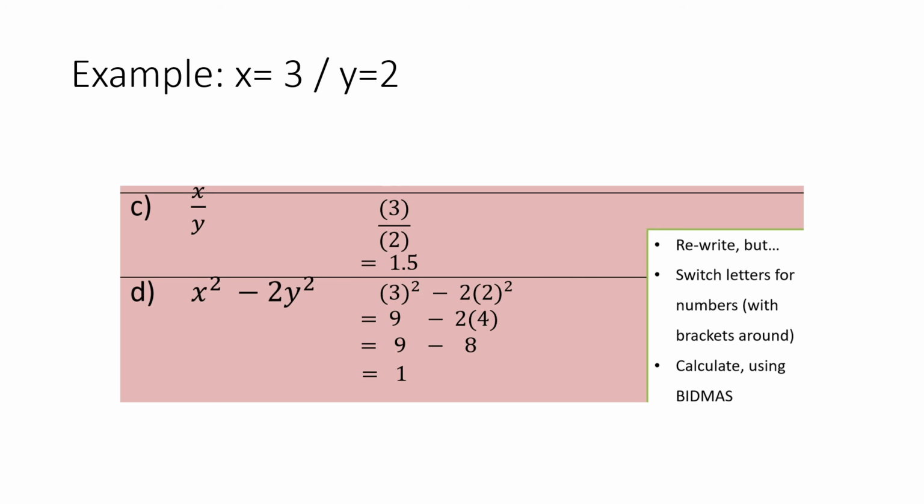The next one, x squared minus 2y squared. Remember, x squared just means x times x. Remember 2y squared just means 2 times y times y. x is equal to 3, y is equal to 2. Well, we've got 3 squared. We've also got 2 squared, which we're going to do first because of BIDMAS indices. So on that second example, you end up with 9 minus 2 times 4, which is 8. 9 take away 8, which is just 1.